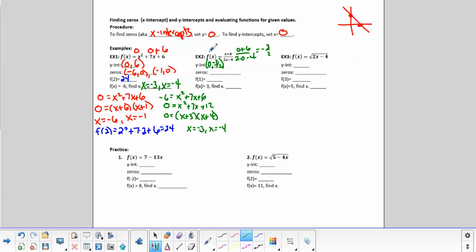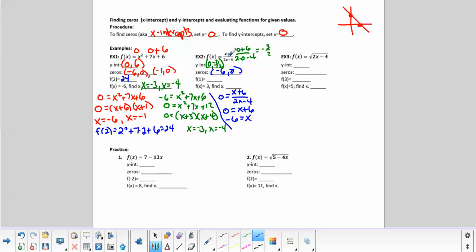Alright, to find my zeros, I make my y 0. 0 equals (x plus 6) over (2x minus 4). However, when a fraction equals 0, it's really just the top part that needs to be 0, because 0 divided by anything is 0. So you can also write 0 equals x plus 6, and if you subtract 6 from both sides, you get x equals negative 6. So negative 6 gives me an answer of 0.